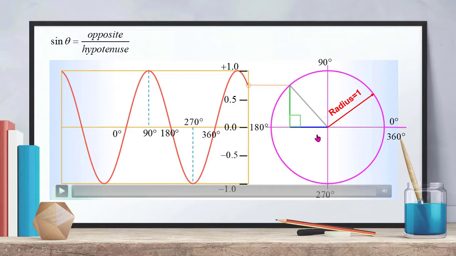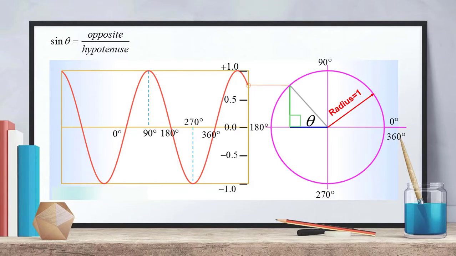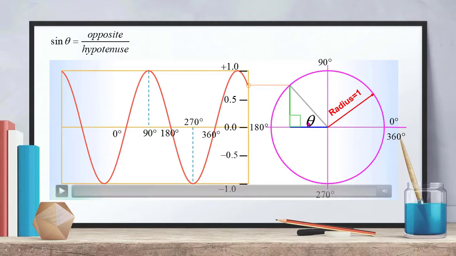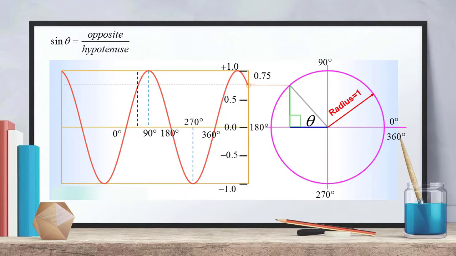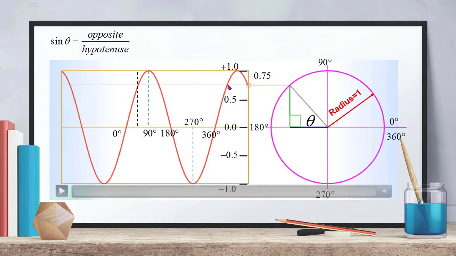I also want you to pay attention now that the radius of the circle is equal to 1. And within this circle, we've got a right-angled triangle which has got an angle theta there. We also have the length of the opposite, which is equal to 0.75. And also on the curve, we have got many values which are 0.75 on a curve.